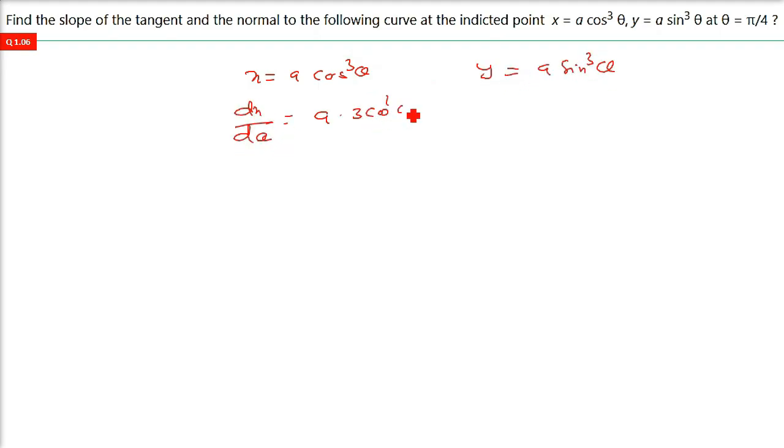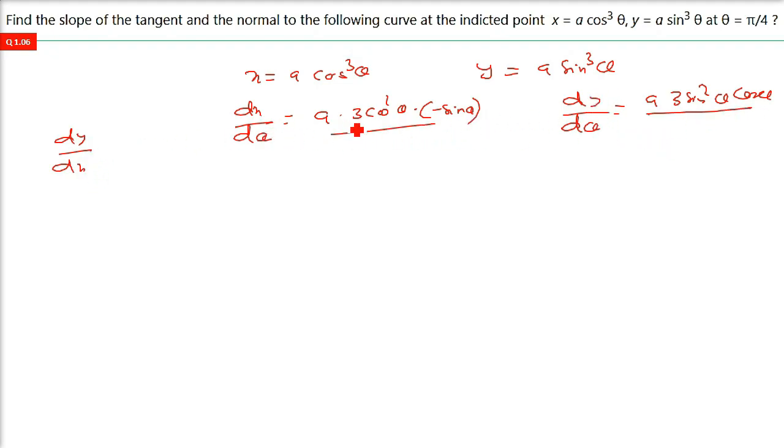It is dx by d theta, it is dy by d theta. So a cos cube, 3 cos square theta minus sin theta. This will be a 3 sin square theta, sin theta will be cos theta. dy by dx will be equal to division of these two. So I am taking this and putting in the denominator and cancelling those which are common. a, 3, 1 sin, 1 cos get cancelled. You have a negative sign and minus tan theta.